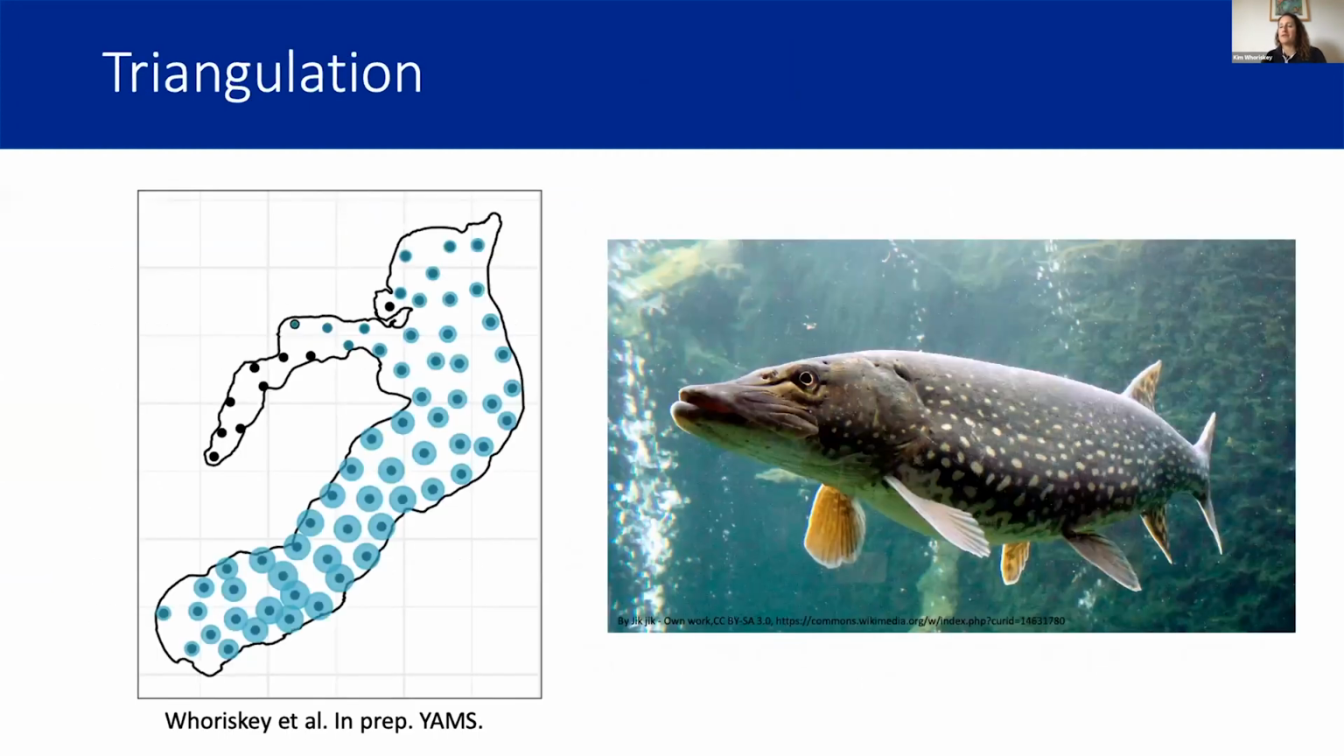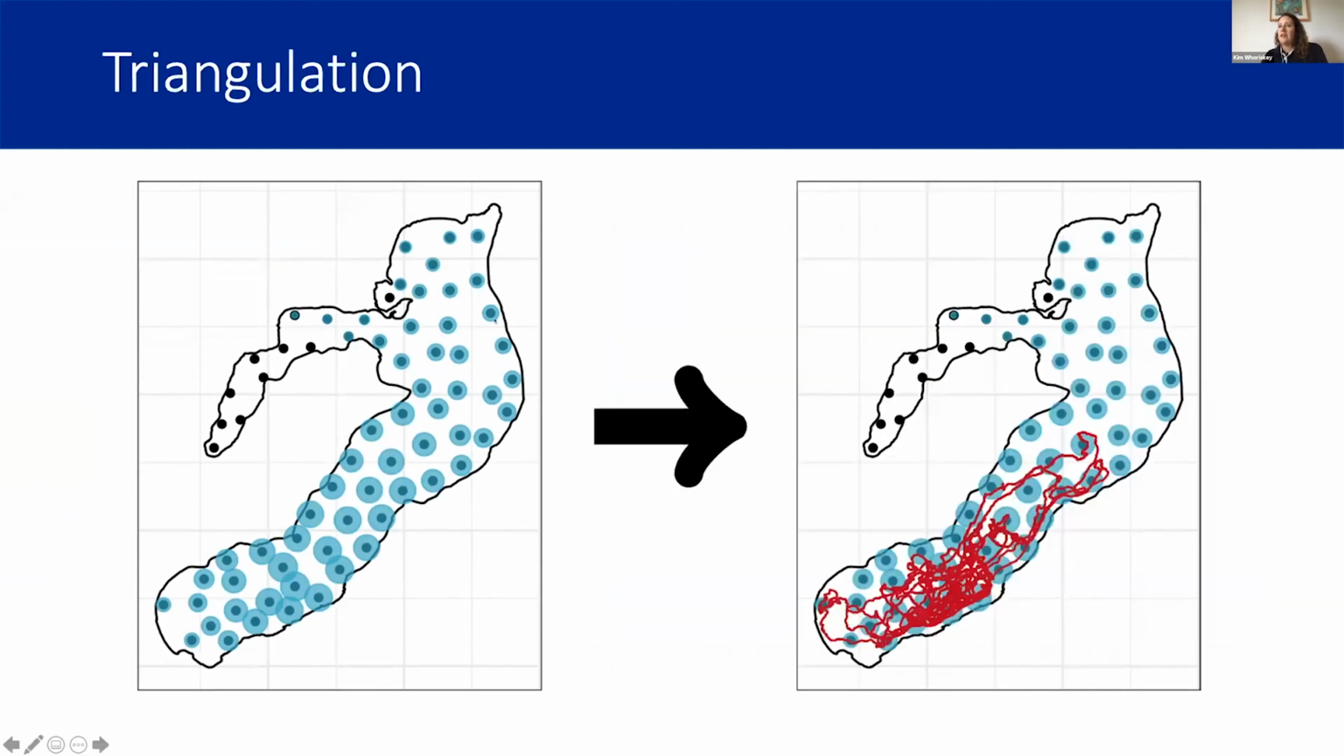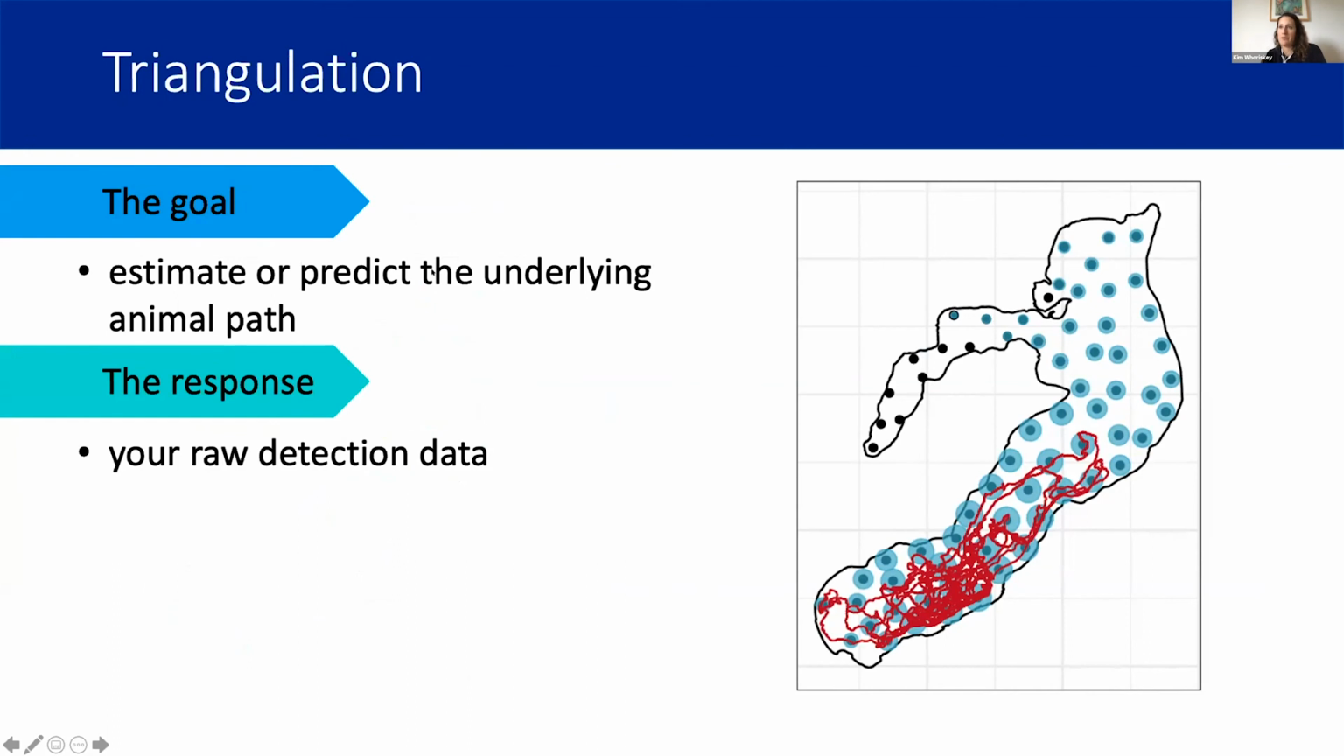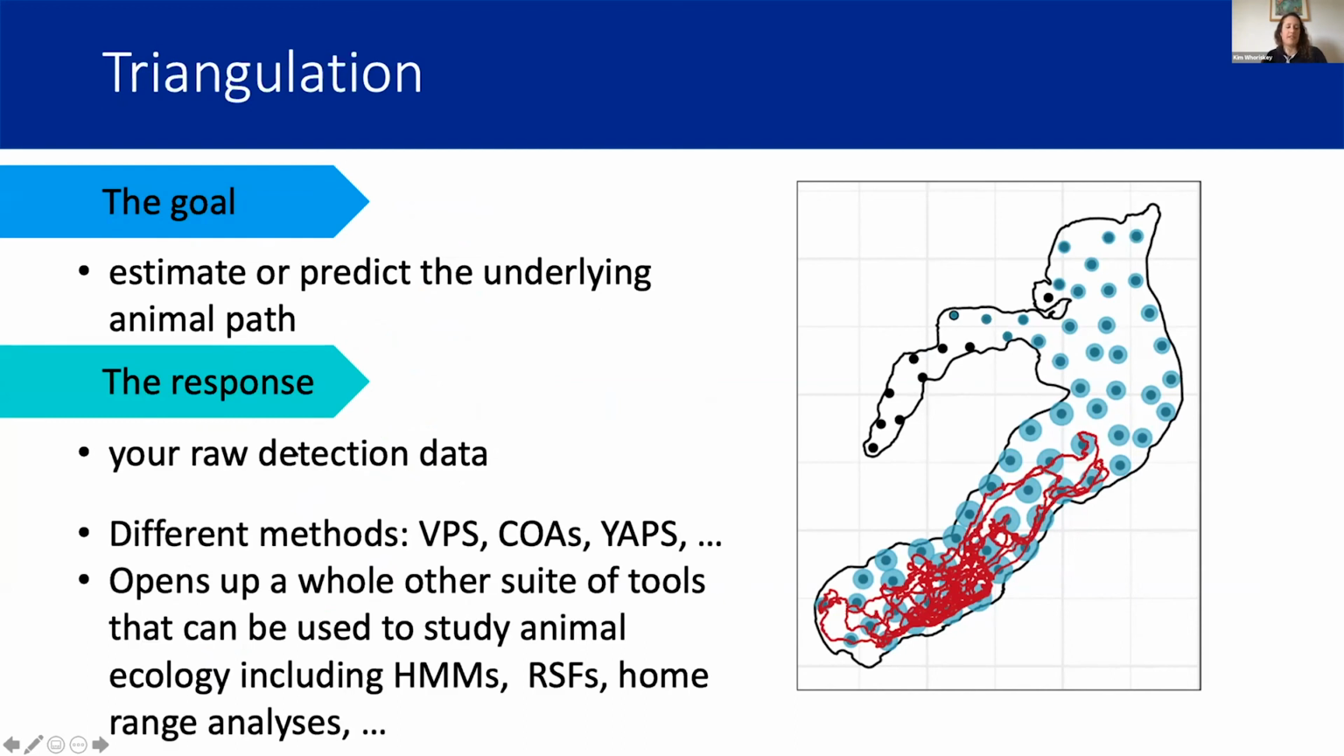And then finally, we'll just go quickly over triangulation. That's a way of trying to get our detection data into a more fine scale estimate of an animal path. So really what we're trying to do is estimate or predict this underlying animal path, but your response variable is your raw detection data. There are lots of different methods that you can use. You can use the VEMCO positioning system, you can use center of activities, which we've also heard about, or you can use YAPS, which is yet another positioning solver. And that's a state space model that Henrik Baktoft has created.